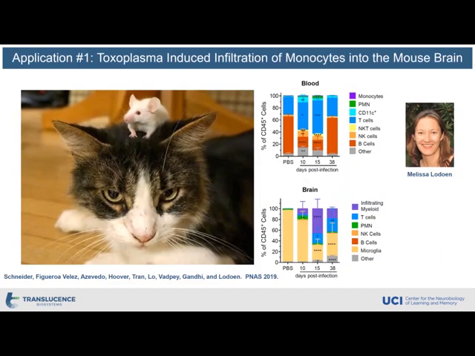So in this first application, I'm going to tell you about a study we did together with my collaborator here at University of California, Irvine, Melissa Ledoen, and her lab. Her lab studies the parasite toxoplasma, and its targeting to an infection of the brain. And we had set out to understand how toxoplasma might change the brain of mice.